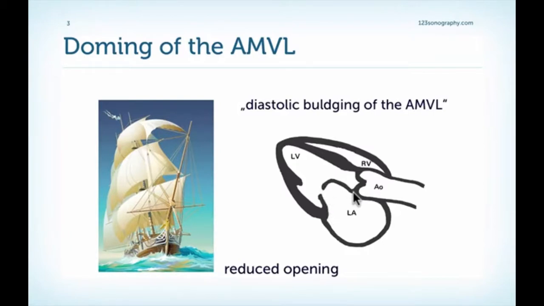Why does it occur? Simply because we have commissural fusion and the blood kind of gets caught in the mitral valve leaflet during diastole. Very similar to the wind that gets caught in a sailboat. By the way, the moment of doming also corresponds to the opening snap that you hear in mitral stenosis during auscultation.